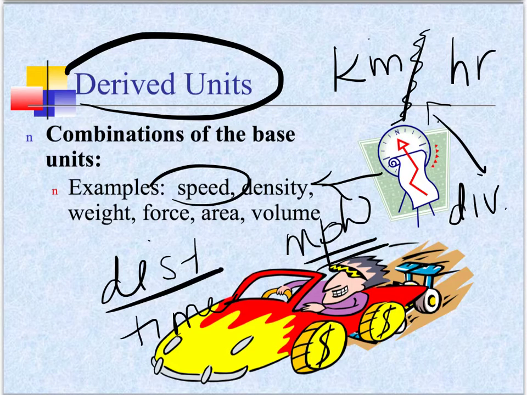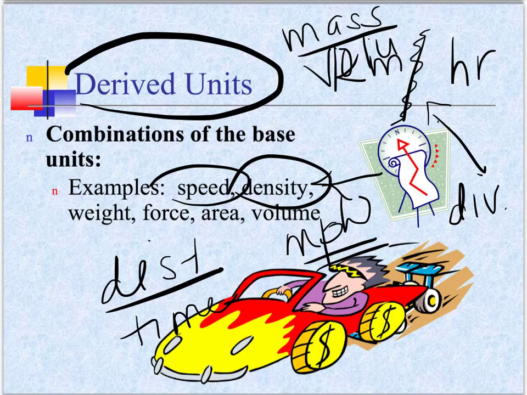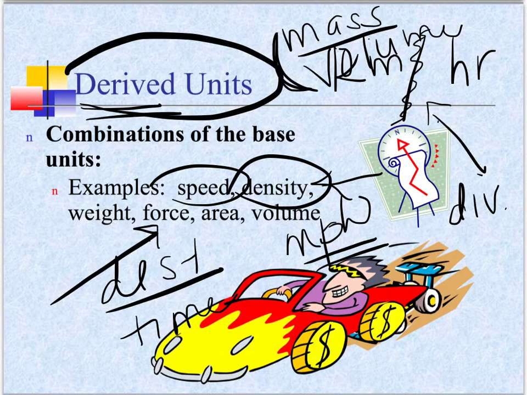Most of you also know the formula for density, which is mass divided by volume. And again, you are taking 2 base units together to make another measurement, and that is called a derived unit. Okay, it's just a fancy word for these things: speed, density, force, area, and volume.